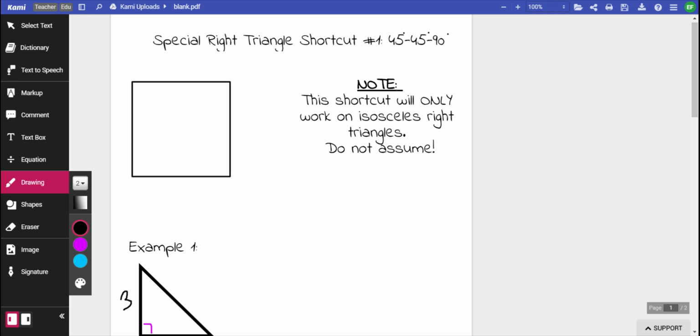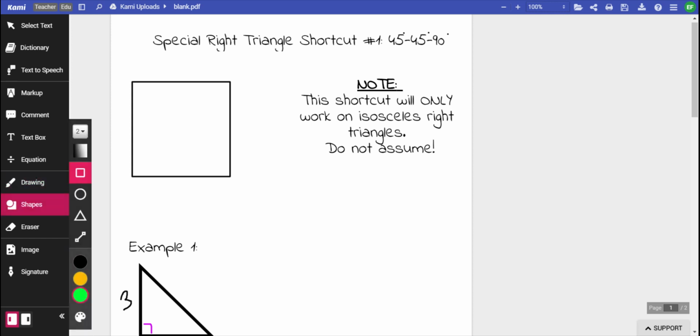Hello everyone. Today we will talk about some special right triangles. And these special right triangles are referred to as shortcuts. Specifically, we're talking about a 45, 45, 90 special right triangle shortcut. Something to note first and foremost is that this shortcut only works on isosceles right triangles.